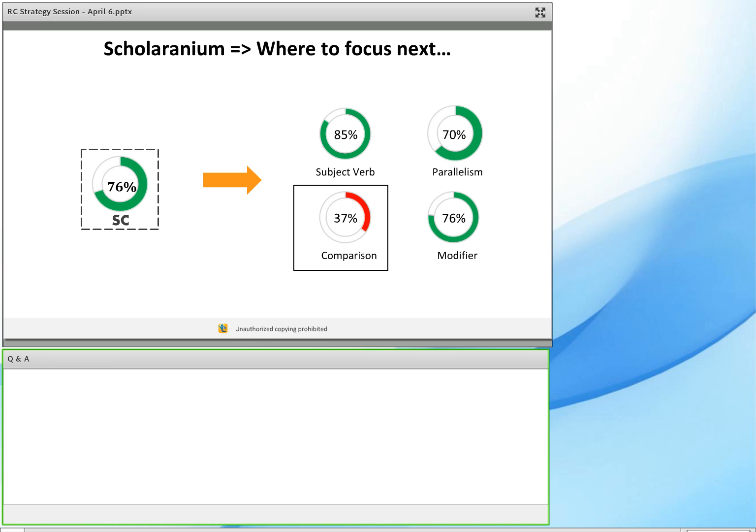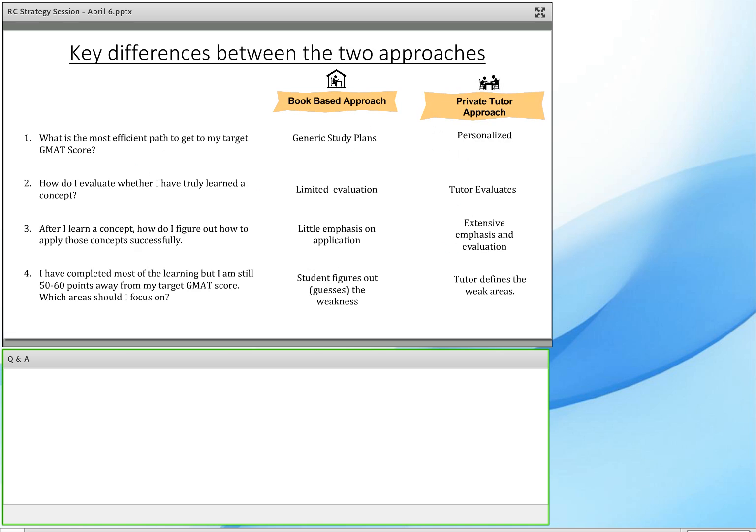Because of these insights, because of the quality of questions that we have in Scholarium, it is the world's highest rated assessment tool. If you go on GMAT Club, you're going to find it's rated higher than GMAT Club tests. It's rated higher than GMAT Prep mock tests. So you can really see, while you learn the same content, the extent of personalization, the amount of application that you learn is a lot higher in a private tutoring based approach, and how e-GMAT is modeled around this.